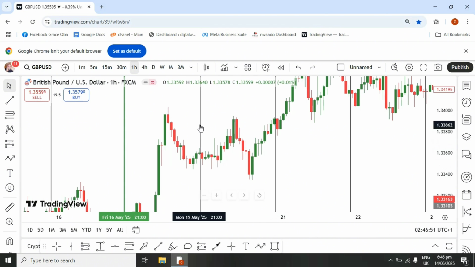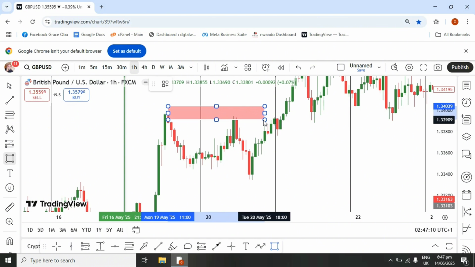So guys, from here, this is a downward swing. This is a bearish order block, right? So let's mark it out from here, as you can see.